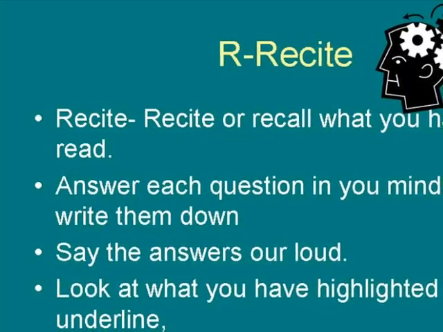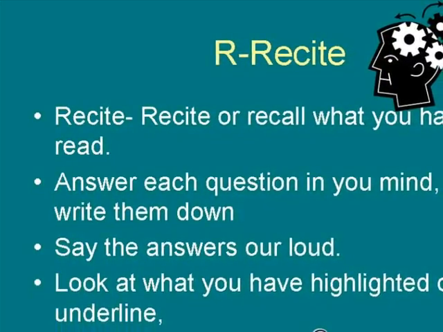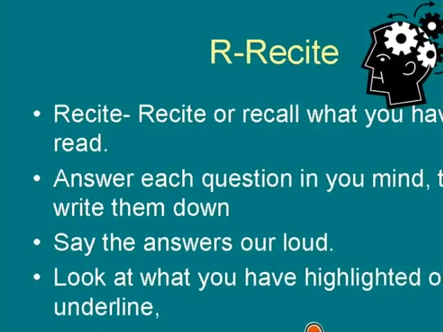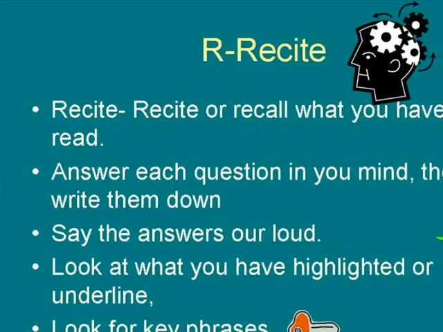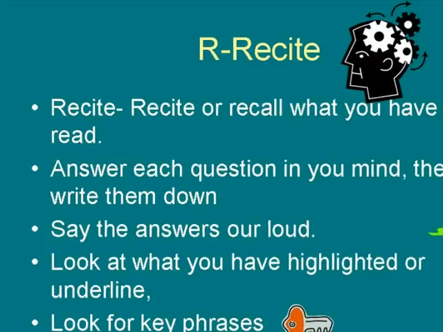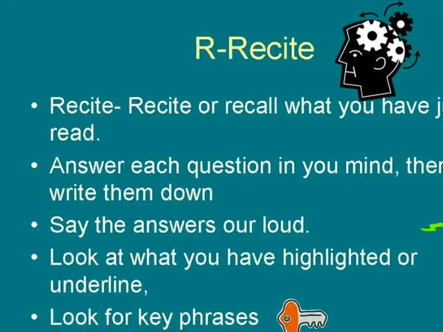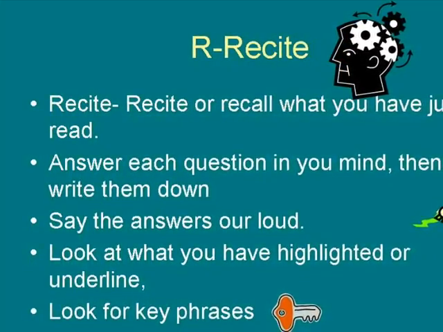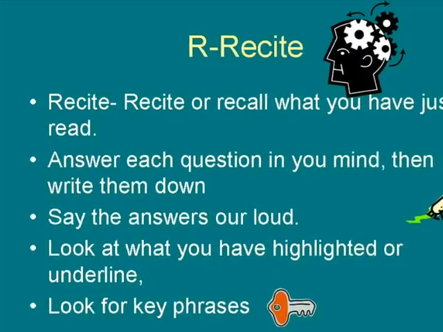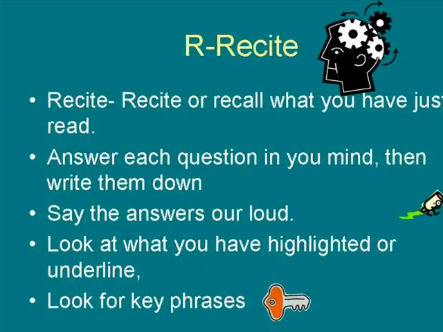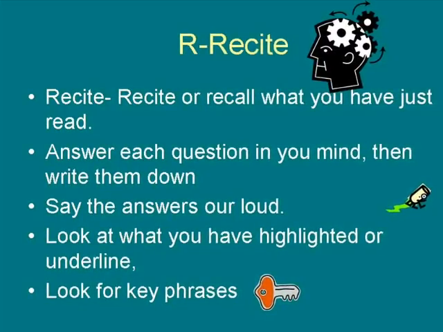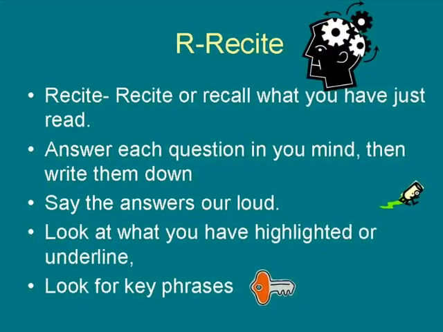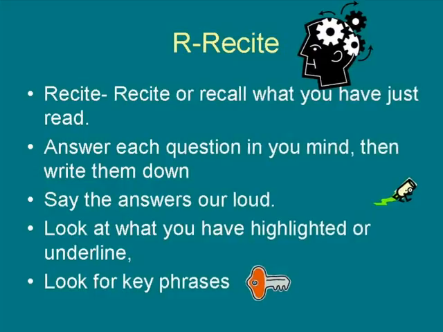The fourth step is to recite, or I like to say recall. You need to identify the major points, think about what you have read. You can either do this orally or written. Look at what you've highlighted or underlined and look for the key passages and phrases. If there are words that you could not determine by context clues, at this point you would also have to review those words.